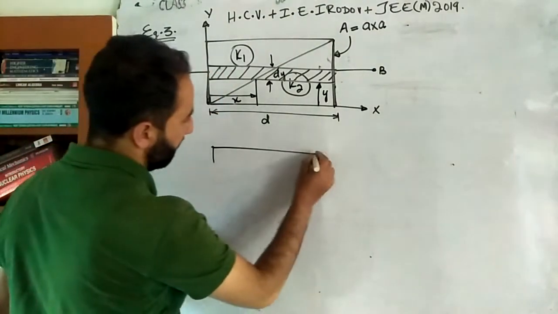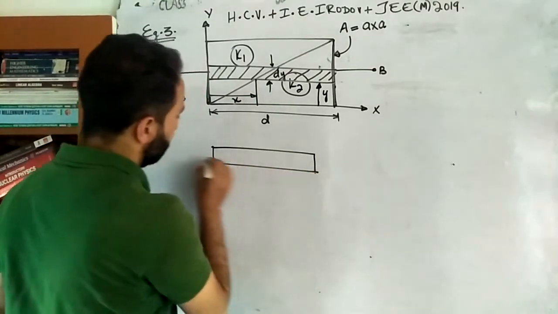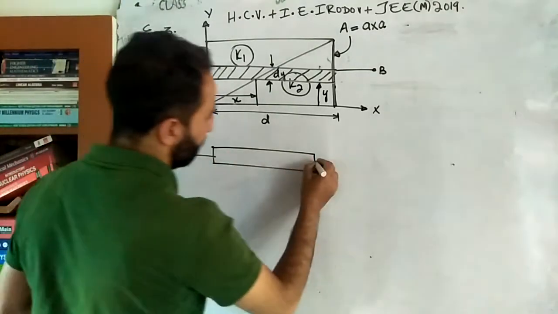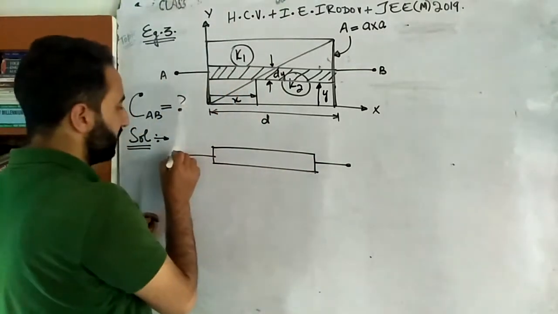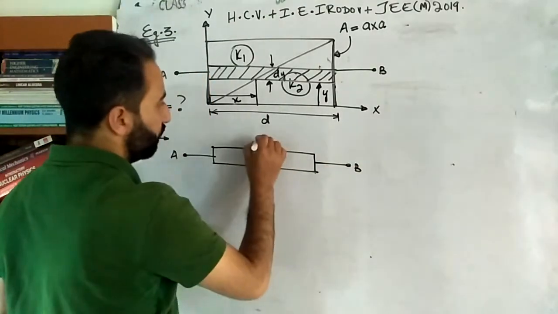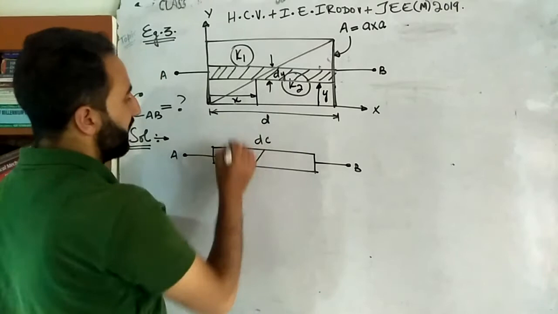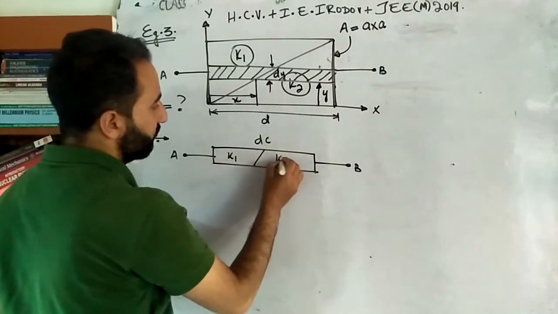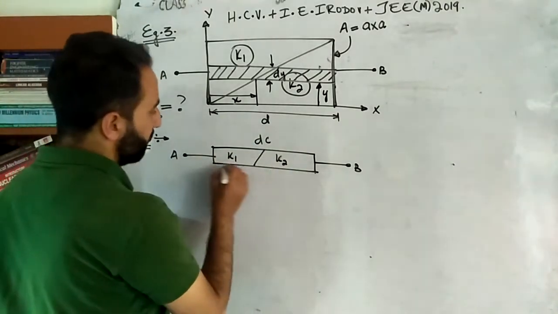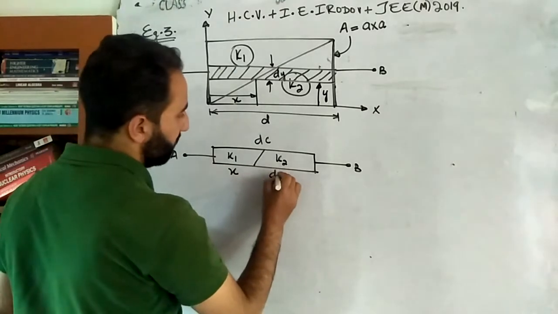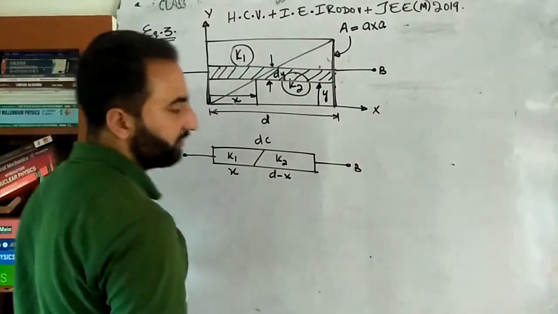So this is an element here, and here we have this one point and this another point. Okay, so this is point A and point B, and this here is an element whose capacitance is dC, and let's try to calculate it first of all. It's like this. Its dielectric constant here is k1, its dielectric constant here is k2, and from here to here it's equal to x. So obviously this is d minus x, so that x plus d minus x will be equal to d.